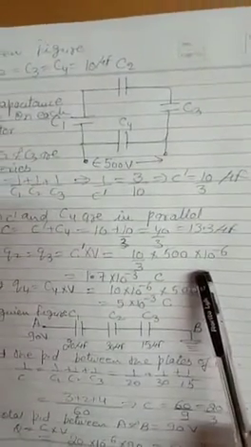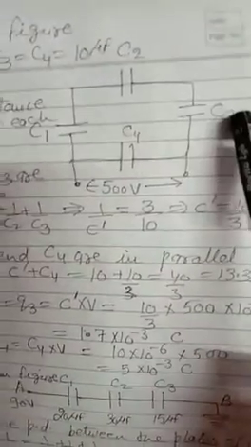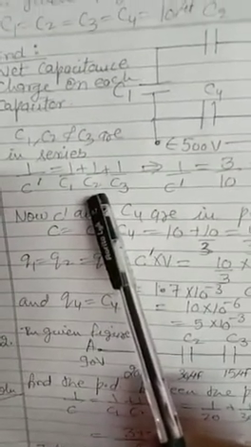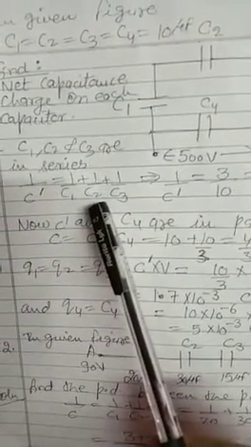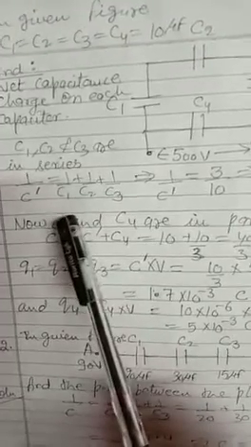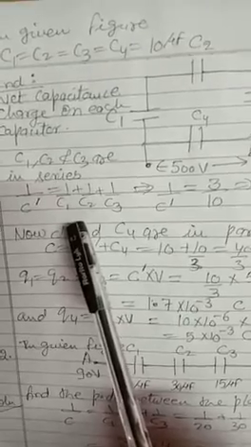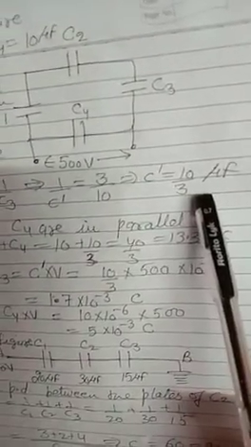The question is saying to find, in this case, the charge stored on the four capacitors. Now, if you see the diagram carefully, C1, C2 and C3 are connected in series and their series combination is connected in parallel to C4. So first we will calculate the net capacitance of the series combination. For series combination, the formula is 1 upon C net is 1 upon C1 plus 1 upon C2 plus 1 upon C3. So we get the value of C dash as 10 upon 3 microfarad.